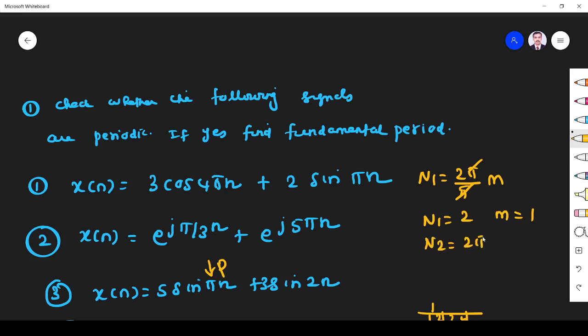What about n2? n2 is 2 pi by omega, where omega is 2, so 2 into m pi. Whatever value of m you substitute, n will not become an integer because it is multiplied by an irrational number, pi. So n2 will not become an integer. So it is an aperiodic signal. So periodic plus aperiodic, surely it will be aperiodic only. No need to check. Okay.